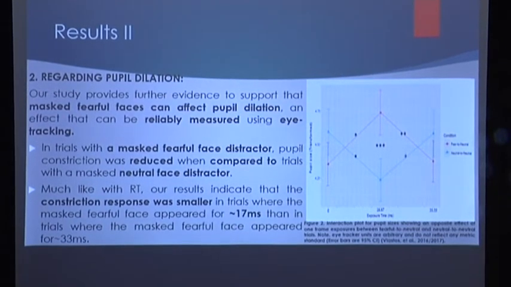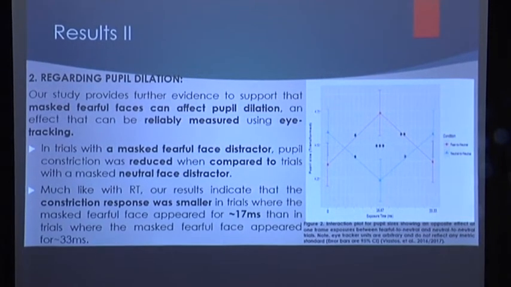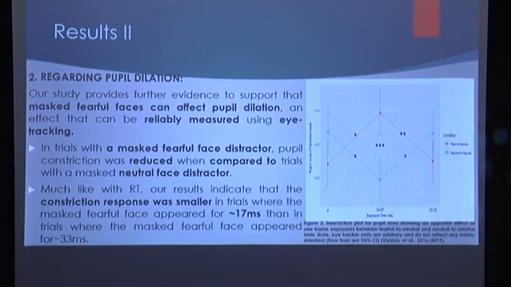Regarding the pupil dilation, our study provides further evidence to support that masked fearful faces can affect pupil dilation, an effect that can be reliably measured using eye tracking. In trials with a masked fearful face distractor, pupil constriction was reduced when compared to trials with a masked neutral face distractor. Much like with reaction time, our results indicate that the constriction response was smaller in trials where the masked fearful face appeared for 17 milliseconds than in trials where the masked fearful face appeared for 33.